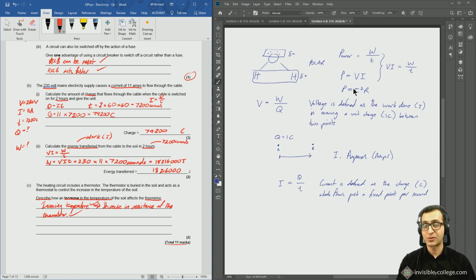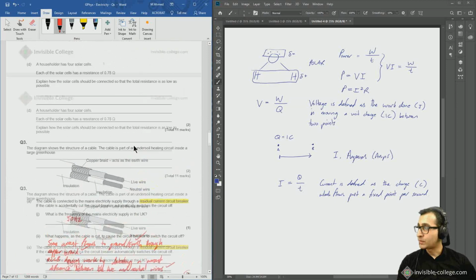Basically, it's kind of like thinking about a machine with 50 moving parts versus a machine with 3 moving parts. The machine with 50 moving parts is more likely to go wrong because there are more things that can go wrong with it. Okay, great. So let's move on to question number 2.